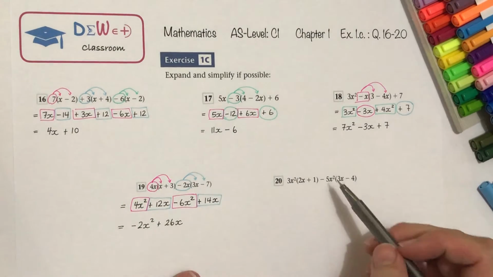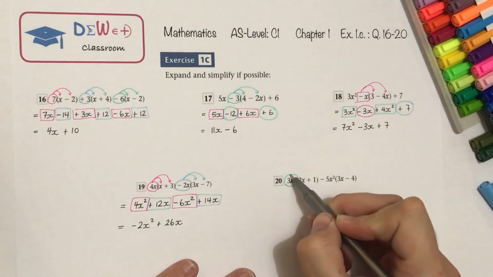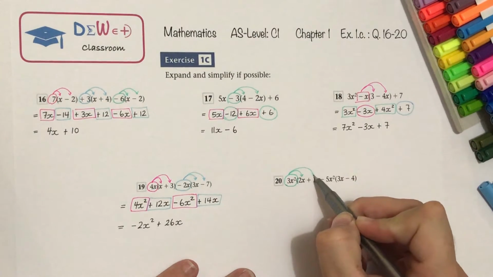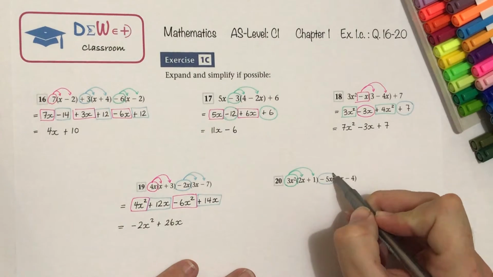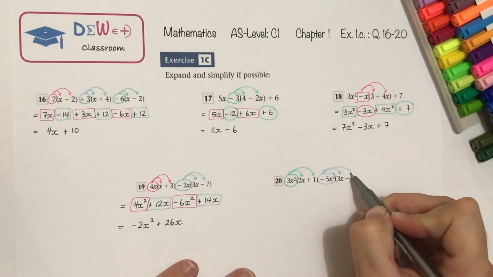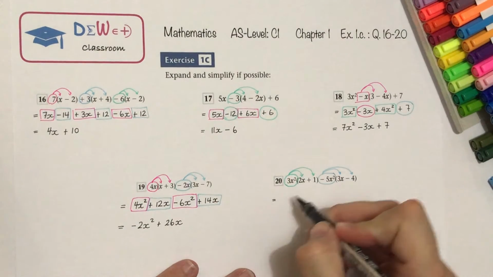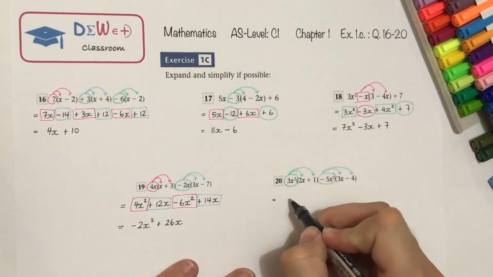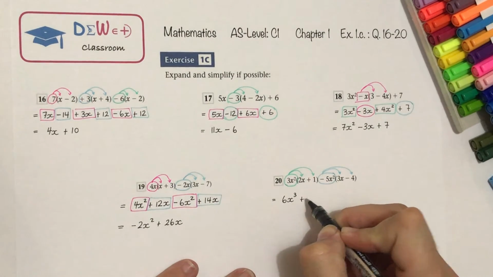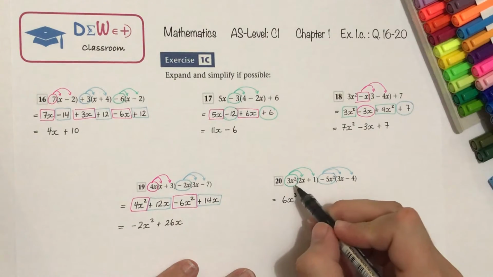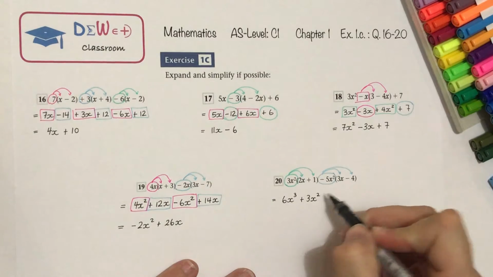We then move over to question number 20, the last one. We have the term outside of the bracket multiplied by each one inside of the bracket, and we have a second term outside of the bracket multiplied by each term inside of the bracket. This gives us 3x squared times 2x gives us 6x to the power 3, plus 3x squared times 1 is 3x squared.